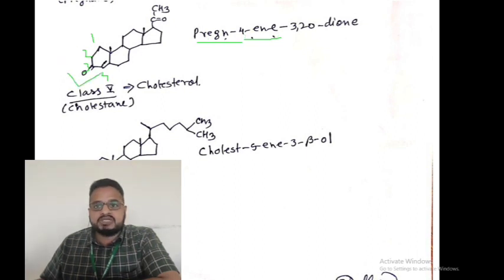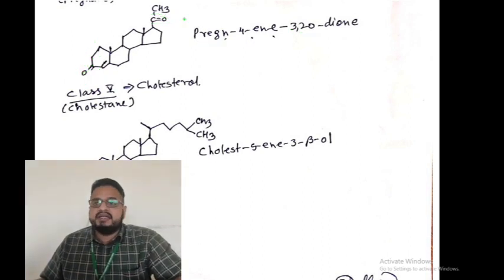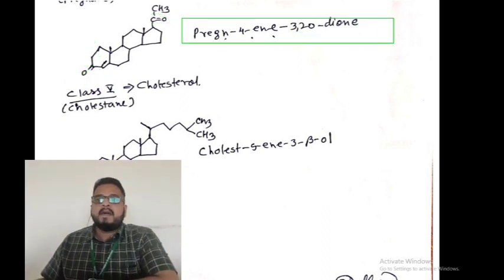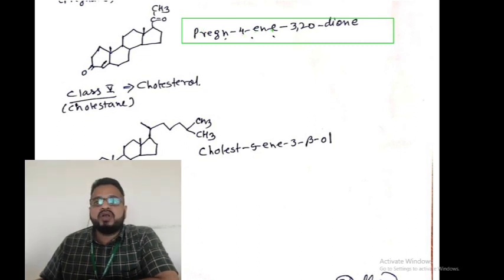Then at the third position, this is the third position, and 20 is here. So 3,20-dione. At the 20 position again a keto group is there, and at the third position also a keto group is there. So how I will write the nomenclature of progesterone: the pregnane ring, 4-ene, fourth position double bond is there, 3,20-dione. So pregn-4-ene-3,20-dione.